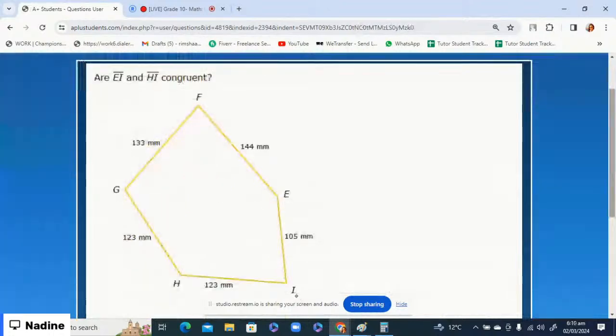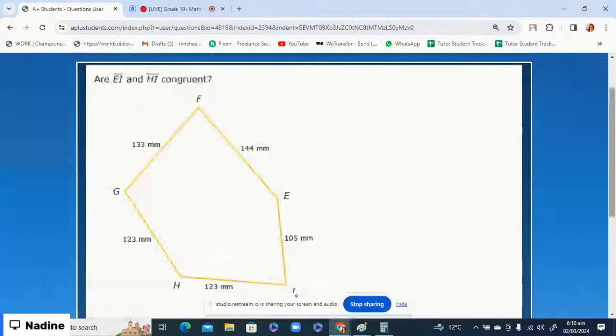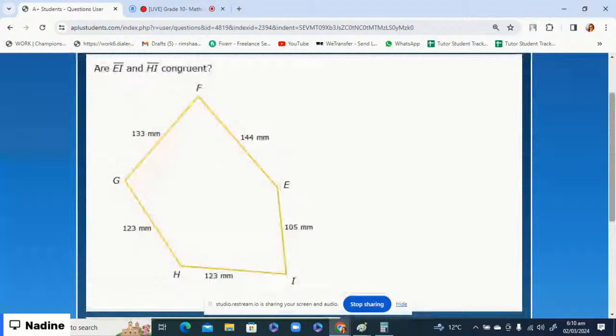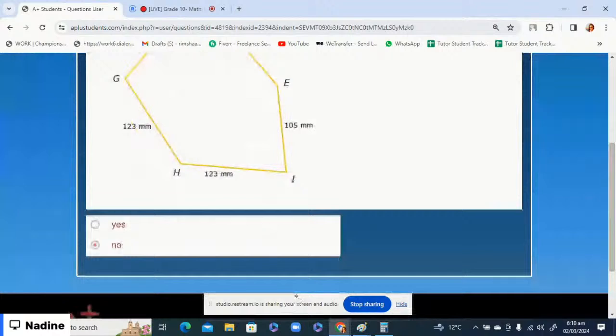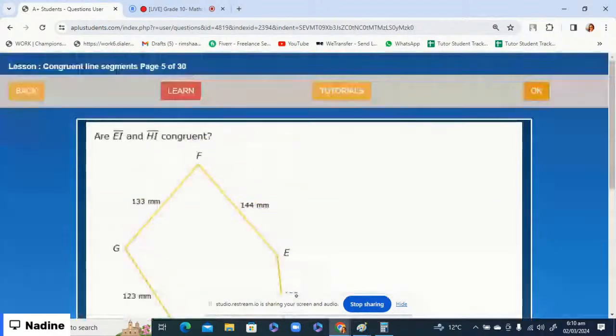Are EI and HI congruent? First of all, check E and I. Where is EI? EI is 105 millimeters. And what is HI? This is 123 millimeters. Are these both the same? No. It means these are not congruent.